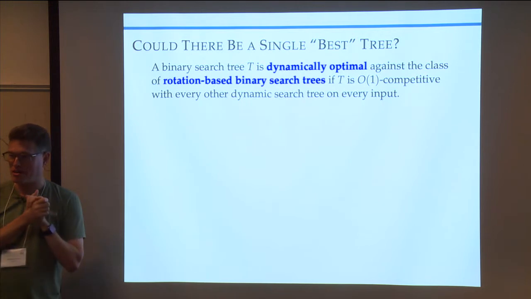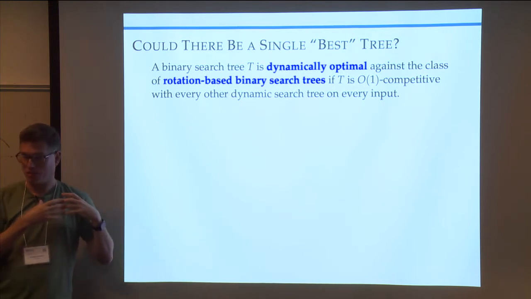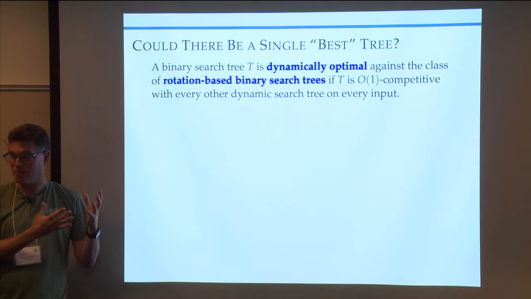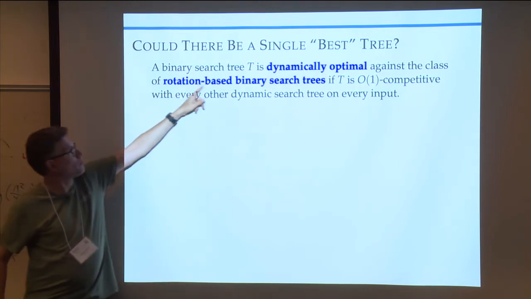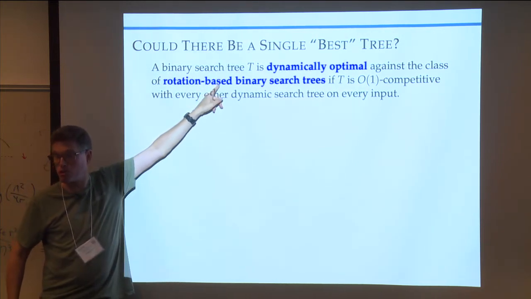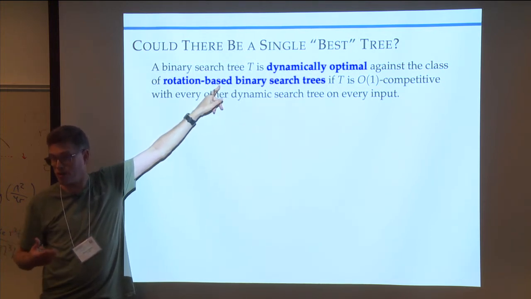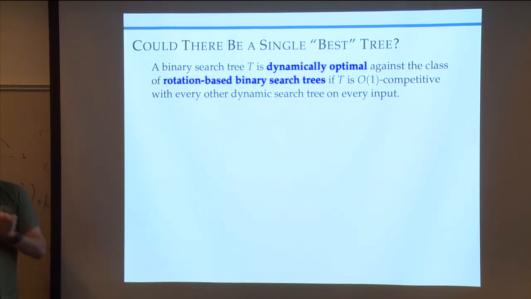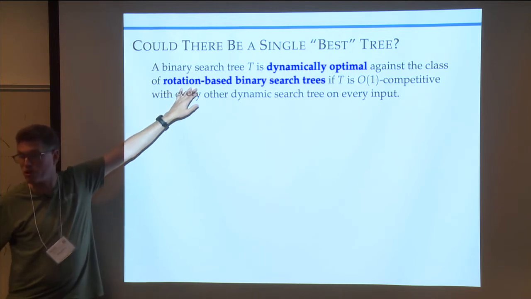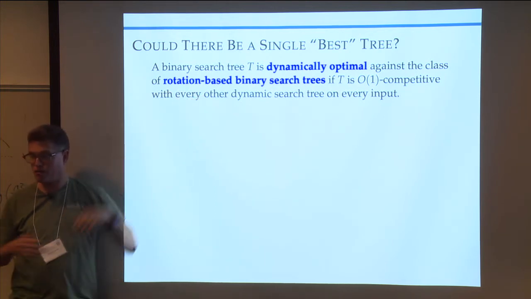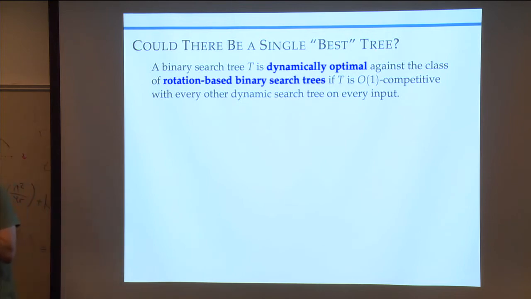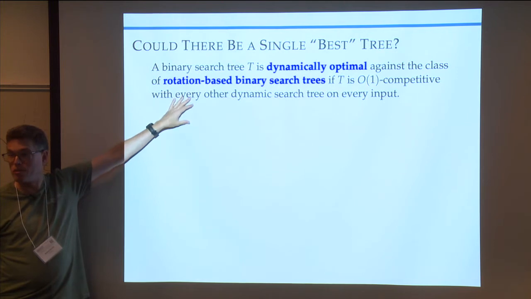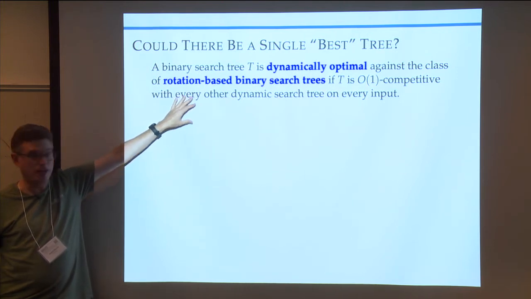So constant competitive means that our tree takes some amount of time. And if you look at the best possible performance of the tree in this class, it's at most a constant factor better. So maybe our tree has got some cost on a workload, and no other tree can be more than twice as good. So that means we're constant competitive because we're within a factor of 2 of the best possible. Right, so that's what we mean by constant competitive. And this is what we mean by dynamic optimality. And it's kind of an amazing notion.